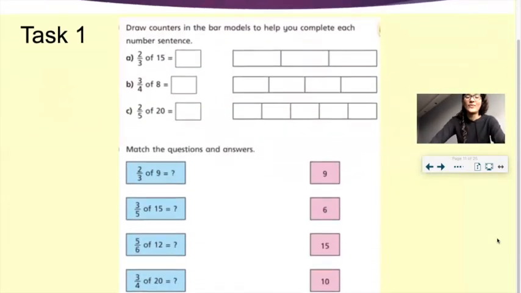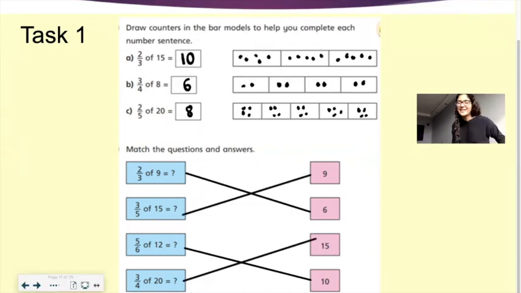Now here is your first task then, your independent first task. You're going to draw counters in the bar models to help you complete each number sentence. And then once you've done that, you're going to match the questions with the answers. Off you go. Here are your answers.